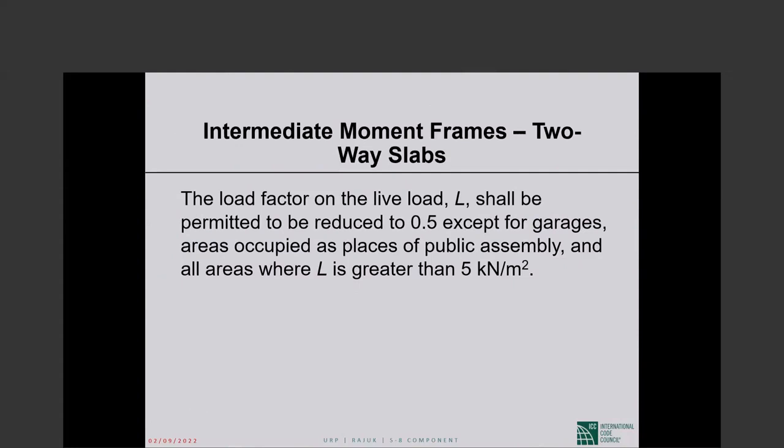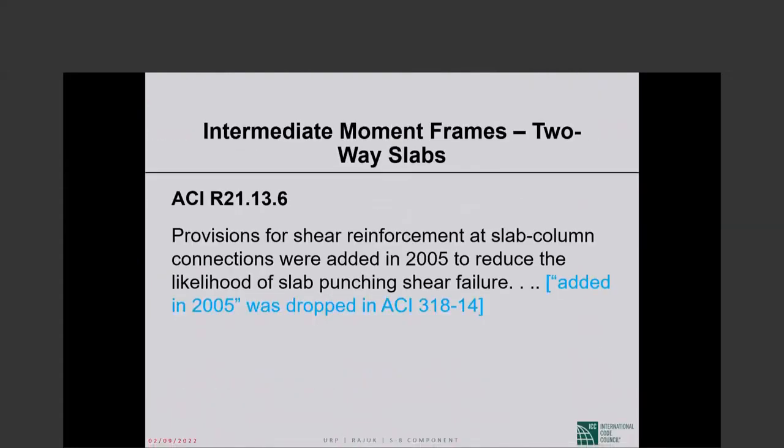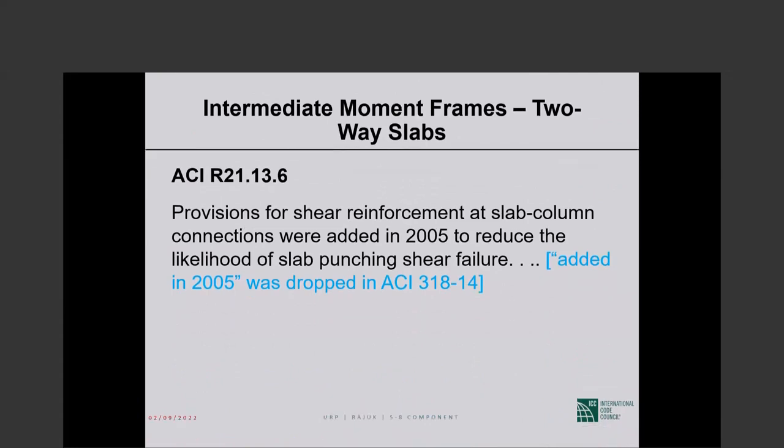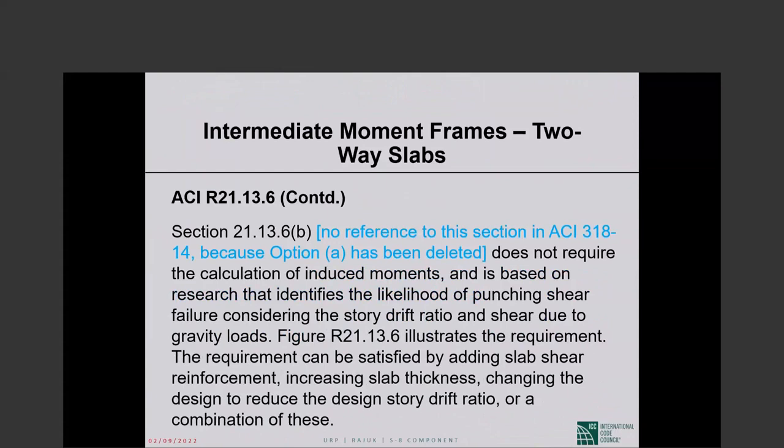The load factor on live load, this you have seen 100 times. Unless you are designing a parking structure, a place of public assembly, or an area supporting more than 100 pounds per square foot of live load, the live load factor is 0.5. You don't have to use 1.0. Yeah, this is commentary. Provisions for shear reinforcement at slab column connections were added in 2005, and it tells you it does not require the calculation of induced moments. Yeah, you can read it.